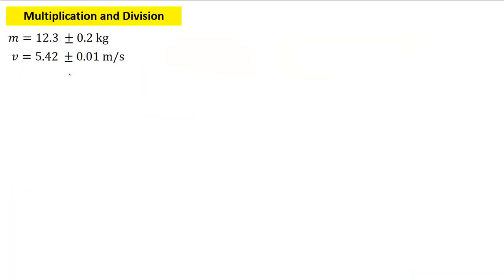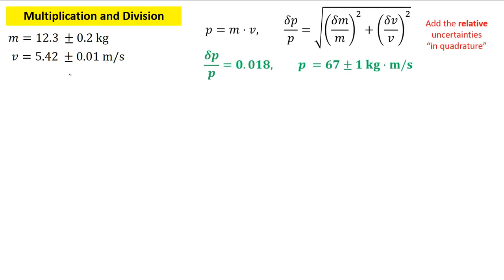What about if you multiply or divide two numbers? So say I have a measurement of a mass and a velocity, each of which have uncertainties associated with them, and I want to calculate the momentum. In this case, the rule is you add the relative uncertainties in quadrature. So delta m over m squared plus delta v over v squared, all square rooted. So in this particular case, I would come up with delta p over p is 0.018, so a relative uncertainty of 1.8%. When I calculate the measured value of the momentum p, I can multiply through and report my answer as 67 plus or minus 1 kilogram meters per second, where the 1 is what happens when I multiply 0.018 times the measured value of p.